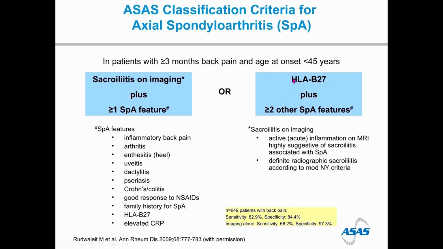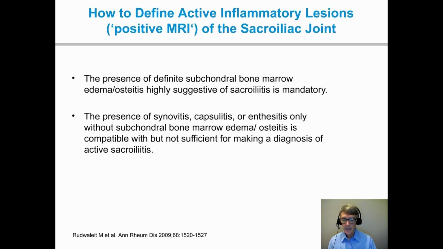Or if they just have the HLA-B27 plus 2 other of these down here, they would classify as having an axial spondyloarthritis, and that we can equate to ankylosing spondylitis. In this slide, we see how the ASAS defines a positive MRI for sacroiliac joint involvement. And again, what they want to see is the presence of definite subchondral bone marrow edema in order to make that classification.